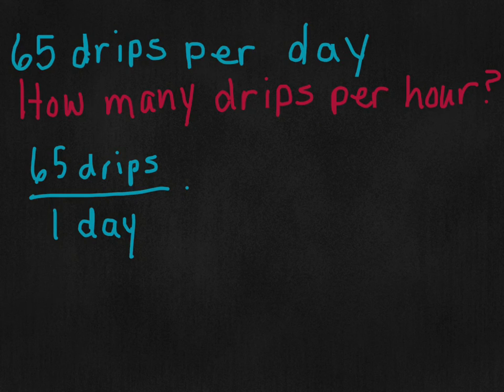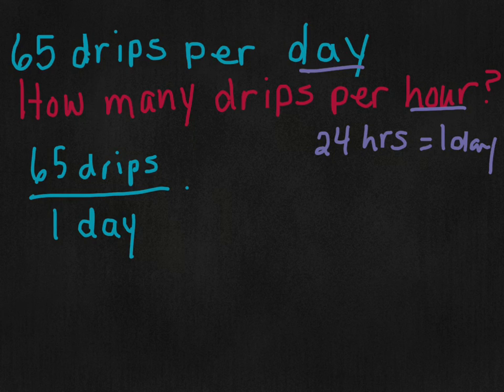So again, we're changing days to hours. So we need to know how many hours are in a day. And there are 24 hours in 1 day. So the question is, how do we set up this ratio? So remember, we're changing days to hours. So we're trying to cancel out our days. So we need days to be opposite days. So our days are in the denominator here. We need them in the numerator here. So we're going to do our 1 day as a numerator and our 24 hours as the denominator.